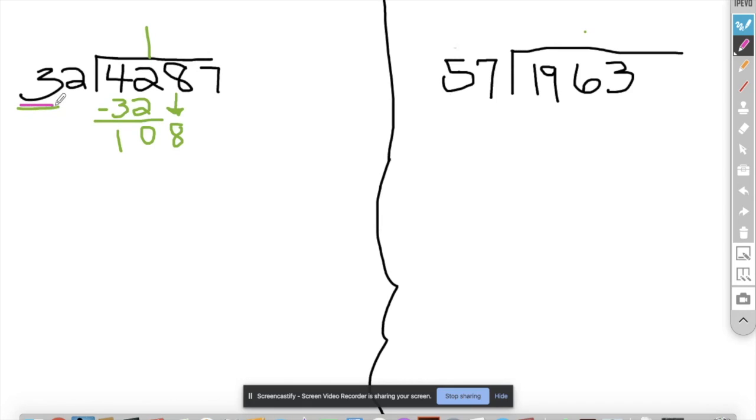again, I'm looking at my 3, but I'm going to look at the 10, the first 2 digits, because I can't make a group of 3 out of 1, so I have to look at both digits. So how many groups of 3 can I make out of 10? Well, if you go to your multiplication chart, you will discover, go down the 3s column or the 3 row till you get to 9, and that is 3 times 3. So I'm going to try a 3 here and put it up here.